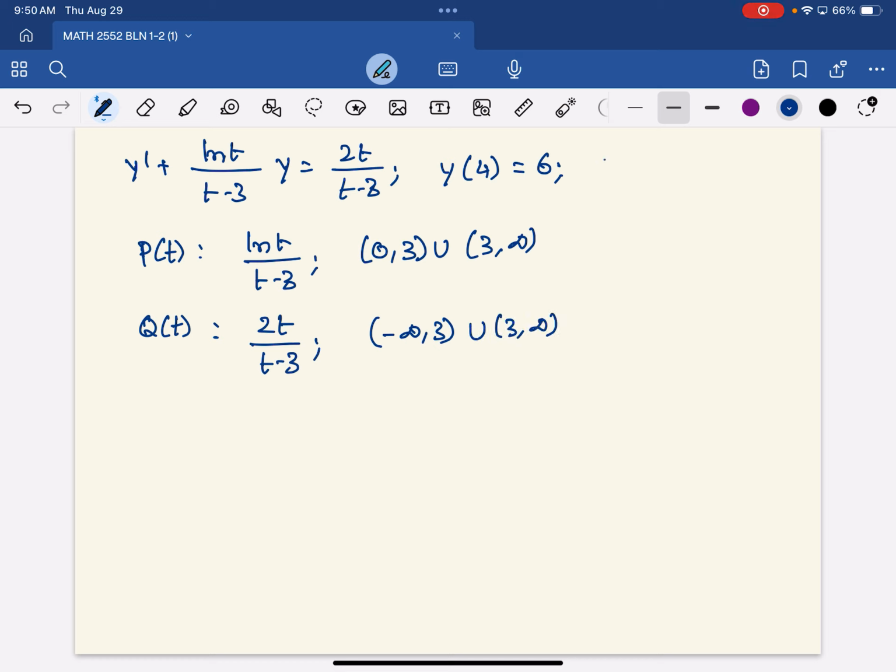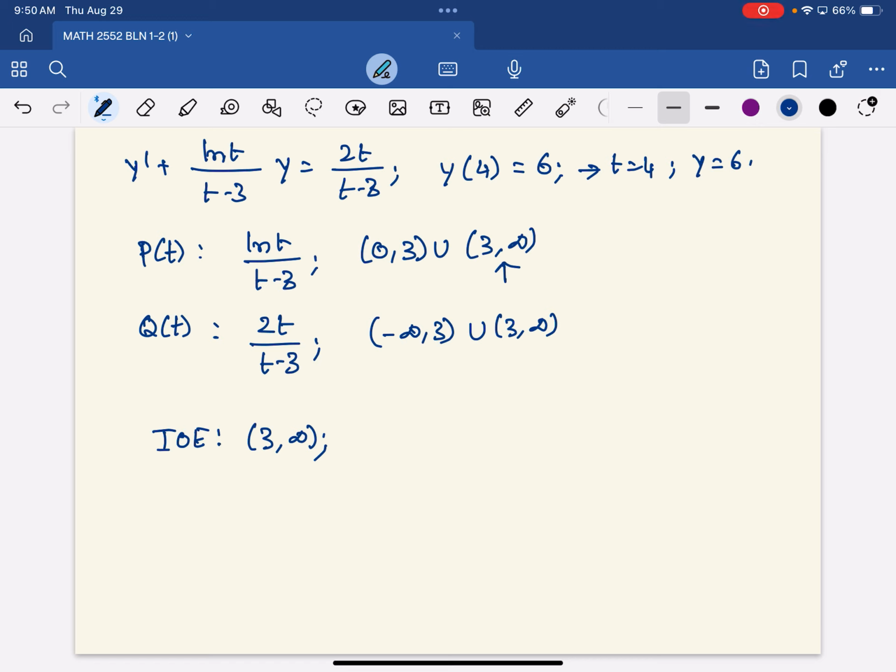This tells me that when t is 4, y equals 6. So my initial value t is present in that interval. So the interval of existence for me would be 3 to infinity. Do you see the difference? Do you see how I'm changing stuff? Is that a good illustration, right? So that's how you find the interval of existence for a linear problem.